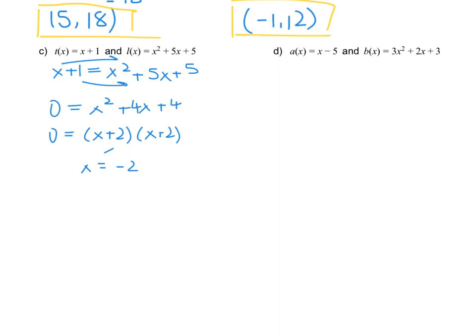So now I'm going to plug it into t of x. So t at -2 is -2 plus 1, which is -1. So your point of intersection is (-2, -1). So I'll just write, therefore, POI at (-2, -1). And that's it for that one.